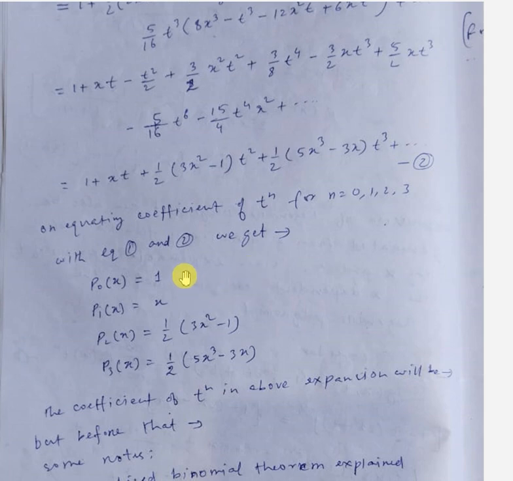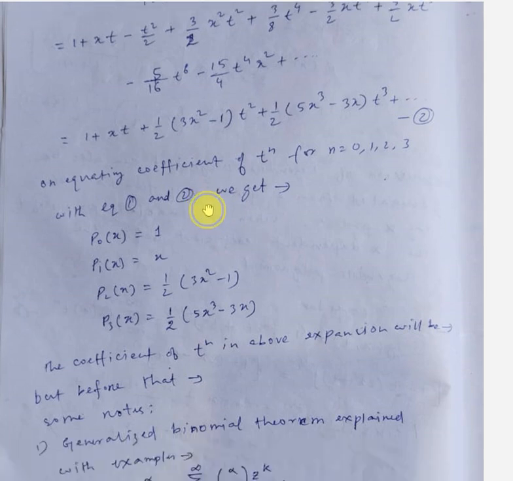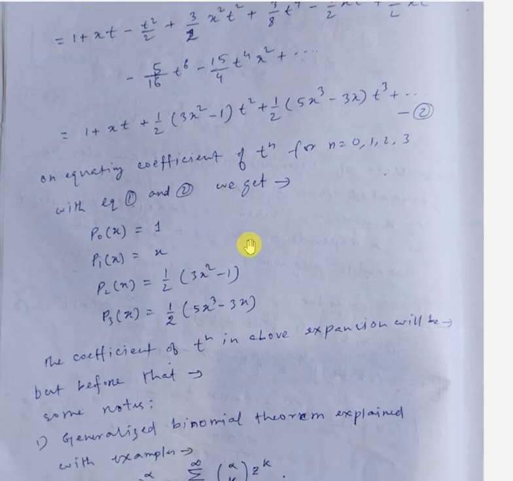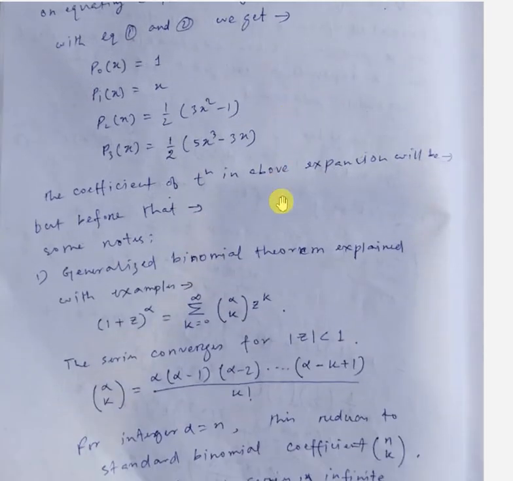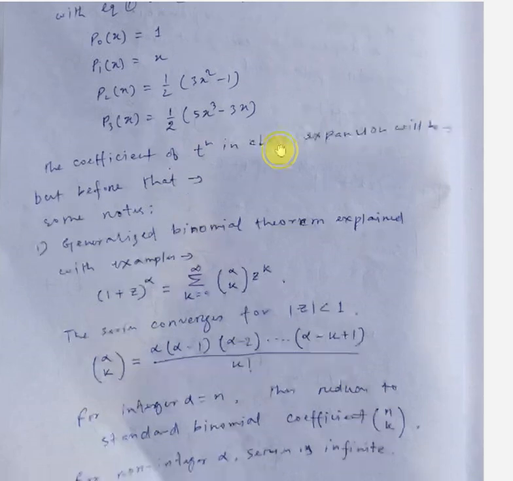So the first term is 1, the second term is x, the third term is half of 3x square minus 1, and the fourth term will be half of 5x cube minus 3x. Now the coefficient of t^n in this above expansion will be like this. But before that, some notes.